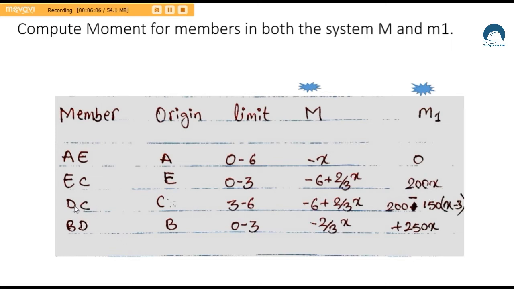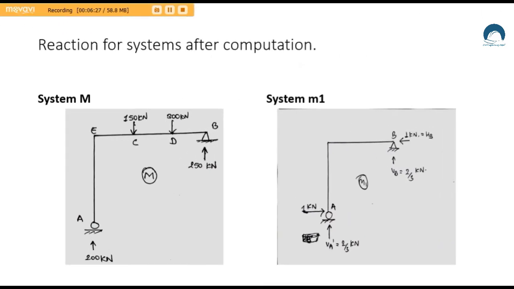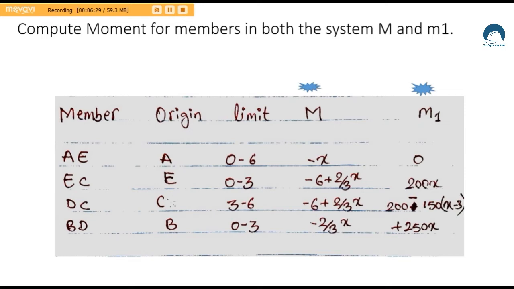In the same way, for member DC, the moment in the real system is -6 plus 2/3 X, whereas in the dummy system it is 200 minus 150 X minus 3. In the same way, for member BD, in the real system the moment is 2/3 X, whereas for the dummy system it's 250 X. I'm sorry, this moment is for the dummy system, whereas this is the moment for the real system.